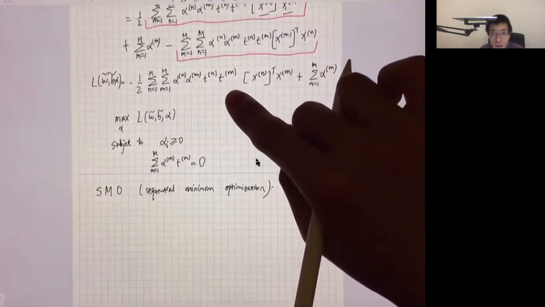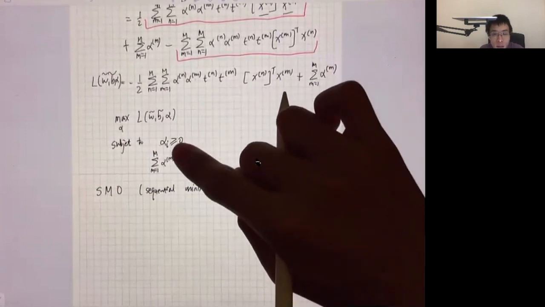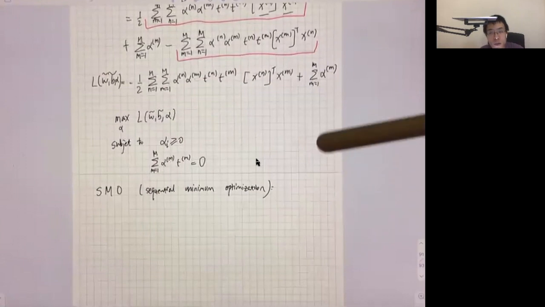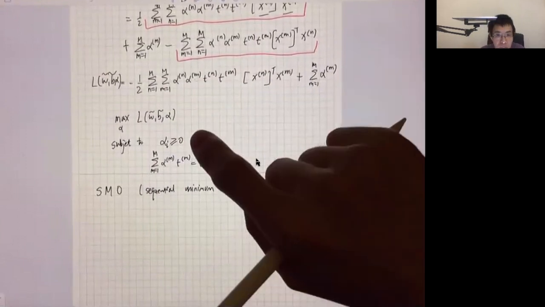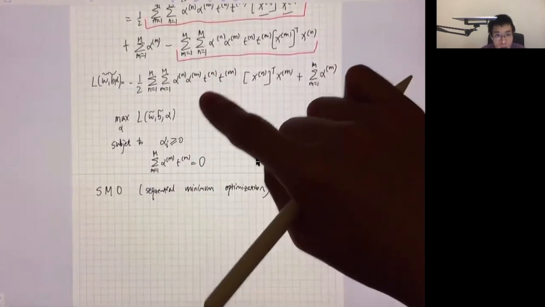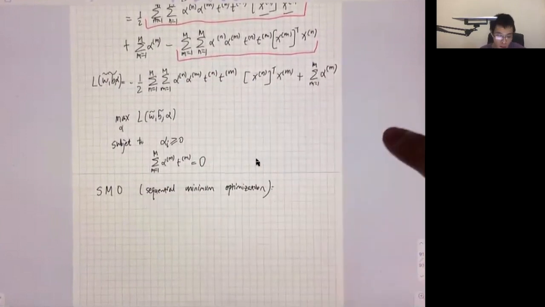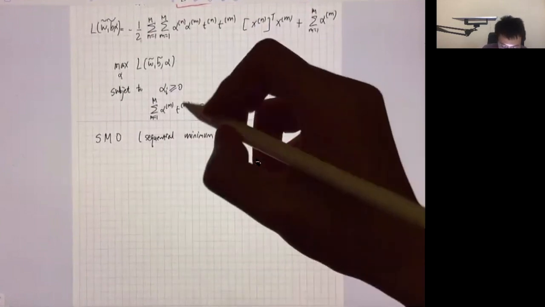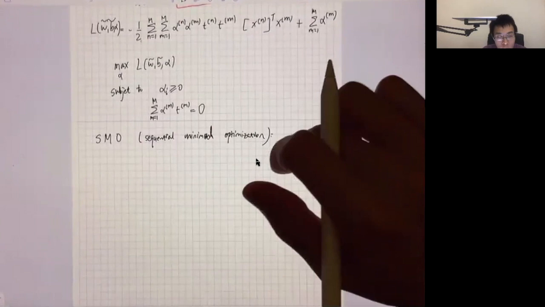Then I optimize that alpha. If that is not satisfying this constraint, I just put it back. I just project it back into the feasible set. Then I pick another 2 alphas to optimize. So it's known as the sequential minimal optimization.